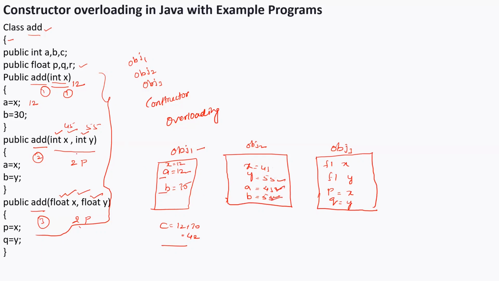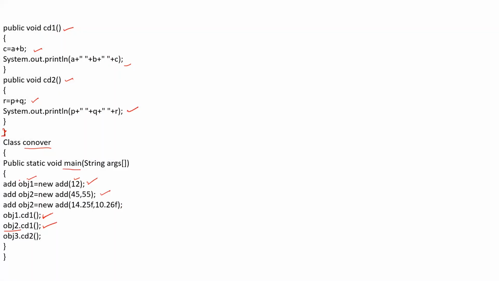Clear? So now it is going to become a equals x, b equals y, a equals 45, b equals 55, and you'll say object 2.cd1. When I say this, it goes to object 2.cd1, c equals 45 plus 55, which is nothing but 100, that will be stored. This is 45, this is 55, this is 100. Clear? Now the last one is object 3.cd2.